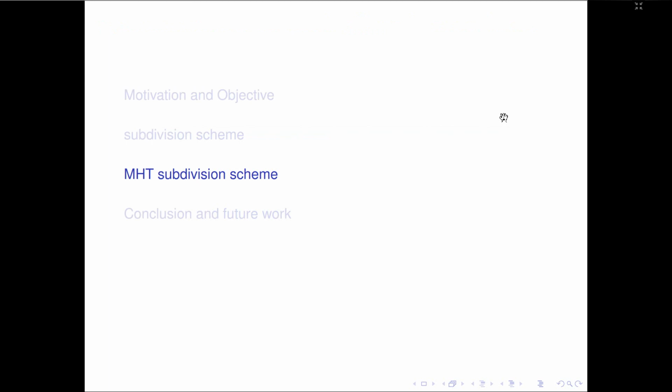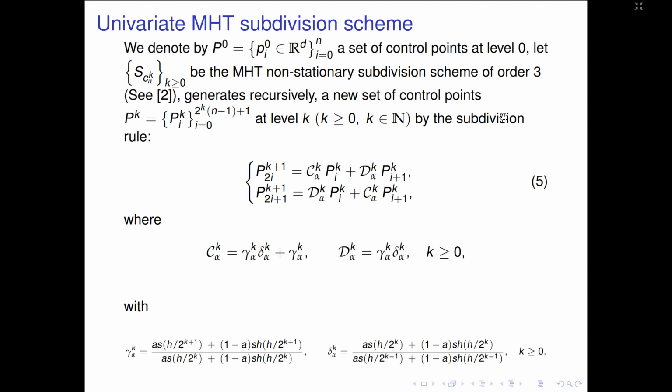Now let's move into our mixed hyperbolic trigonometric scheme. I start with the univariate case that I made in our previous work. The mixed hyperbolic trigonometric scheme is expressed as follows, where C, D, K, L is a mask of the subdivision scheme.